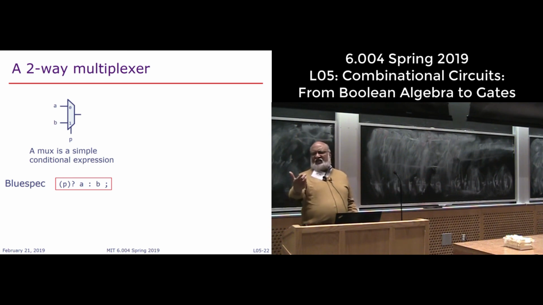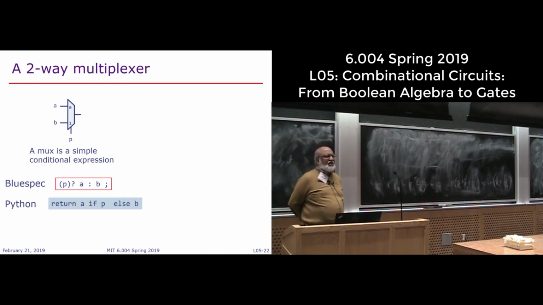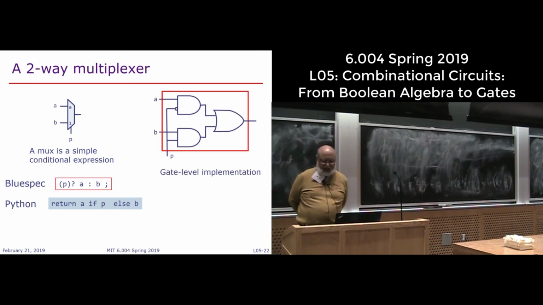So this is just an expression. You could have written it in Python also in this manner. Depending upon the value of the predicate, either it produces A or it produces B over there. Now, what is the hardware realization of this? Does this circuit make sense? What's happening in this circuit?